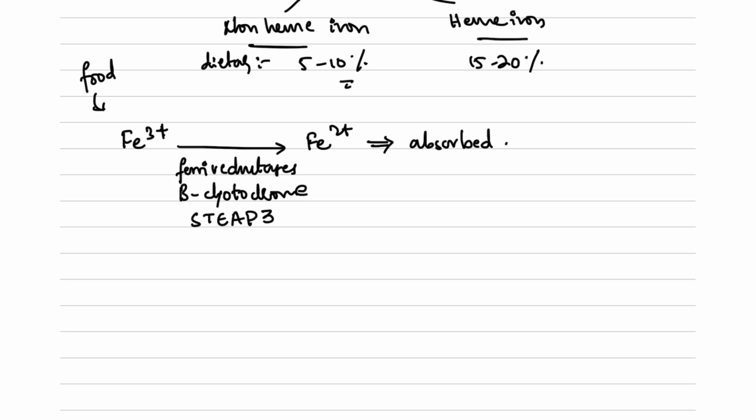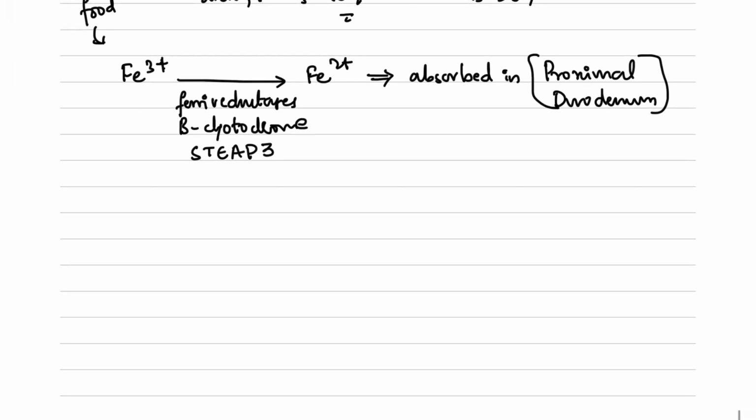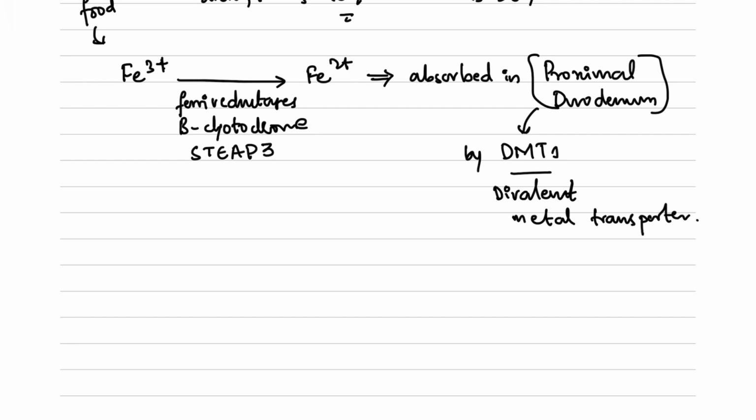How is it absorbed? It is absorbed in the proximal duodenum. And how? It is absorbed by DMT1, that is the divalent metal transporter. Okay, this is the basic thing you have to remember.